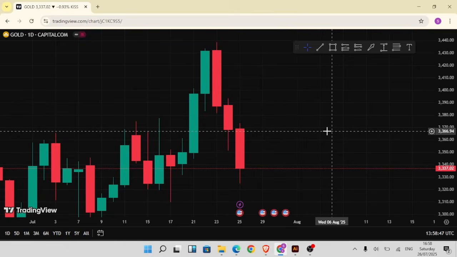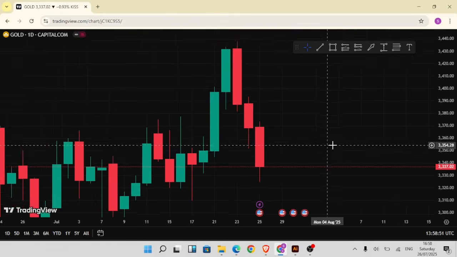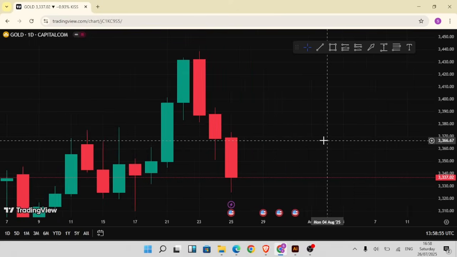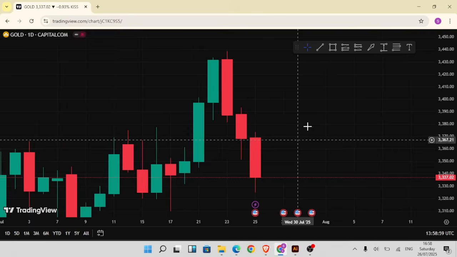We are using gold because gold has a very big value per pip. Like the amount of money you make per pip is very good. So you can easily use gold to trade and flip accounts.